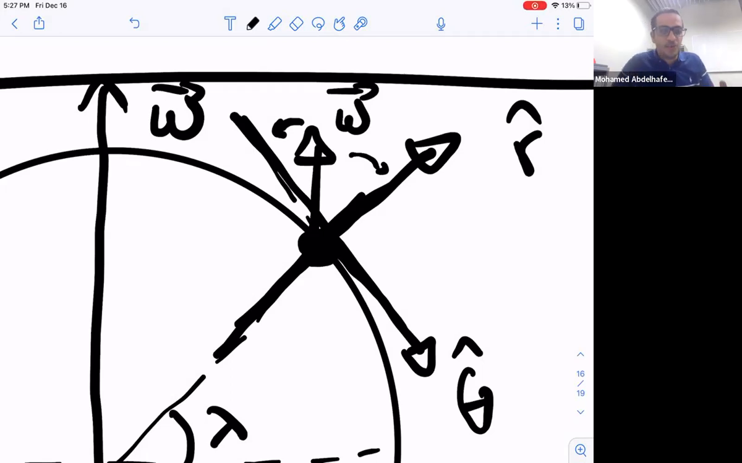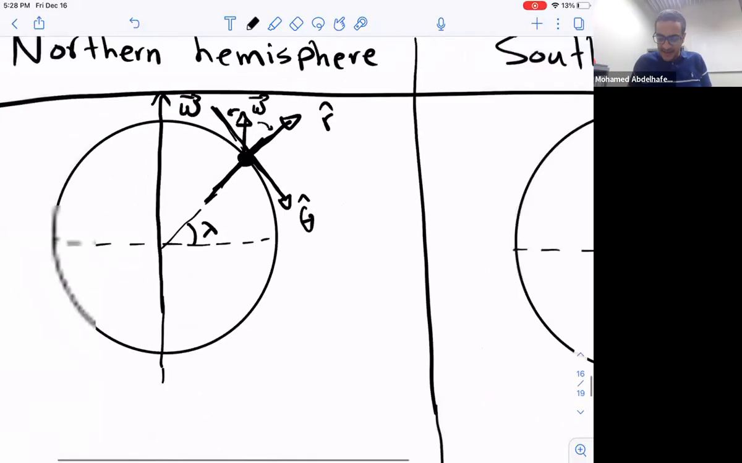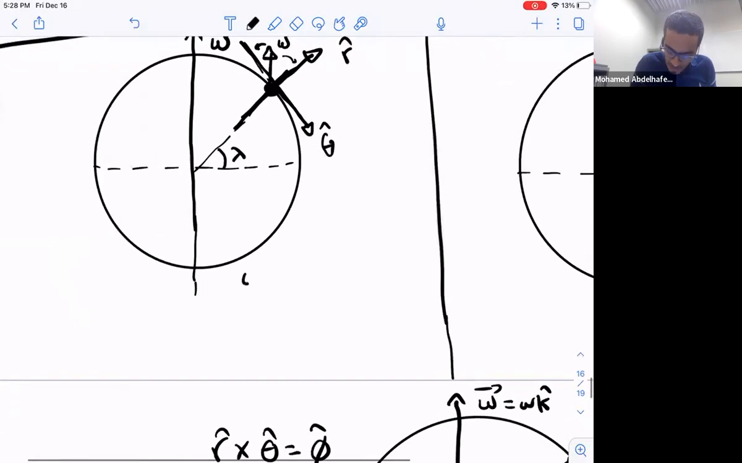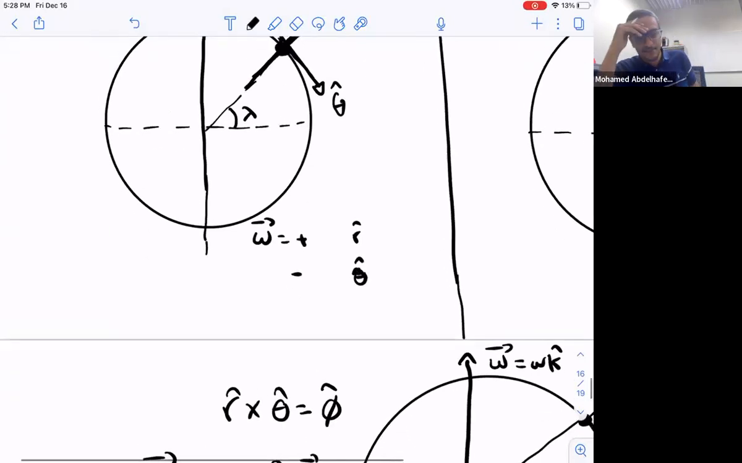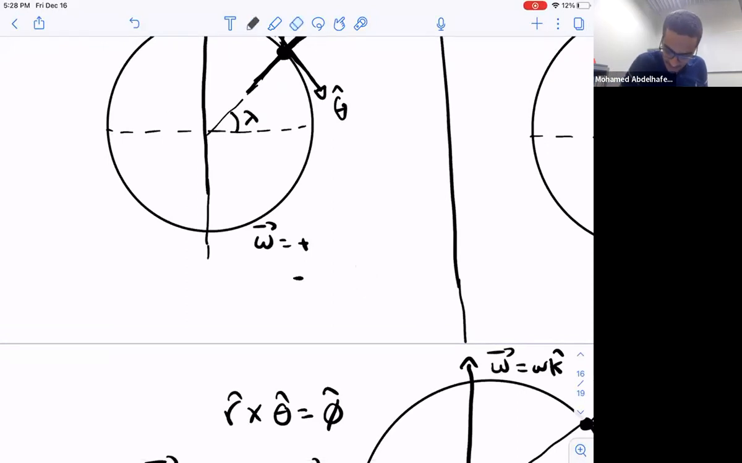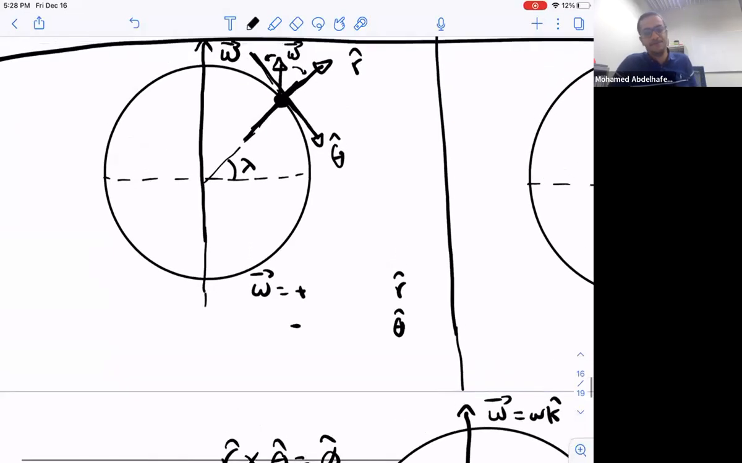And again, what we are doing is trying to decompose omega because it's in cylindrical. We cannot mix and match cylindrical and spherical. So we want to decompose omega into the spherical components. What this picture showed me so far is that omega is positive something r hat, negative something theta hat. At least we know that. It has a positive r hat and a negative theta hat component.